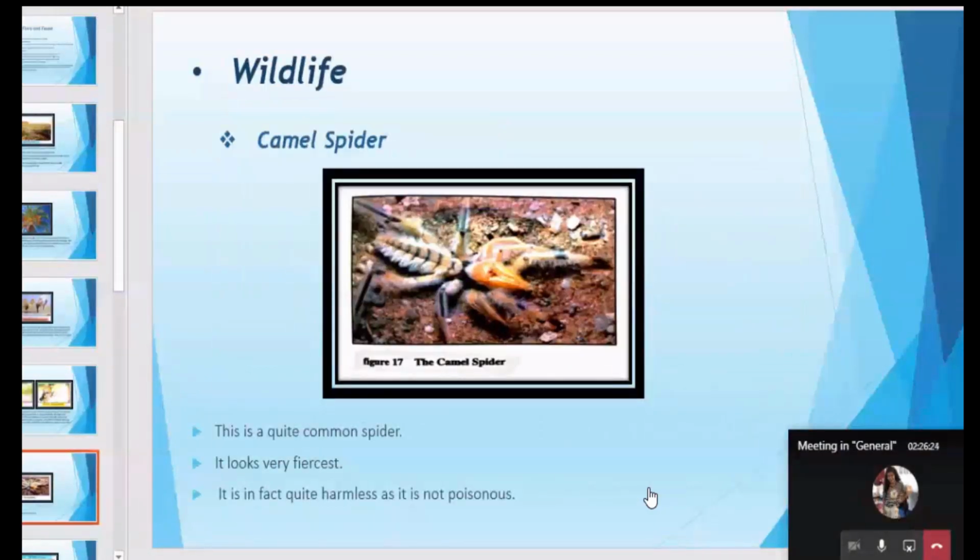Now we are coming to the wildlife. The camel spider. Yesterday I told you, this is a very common spider. It looks very fierce and dangerous. You can see in the picture here. But it is not. I told you yesterday, it is harmless. It does not cause any harm to human beings. So this is about the camel spider.